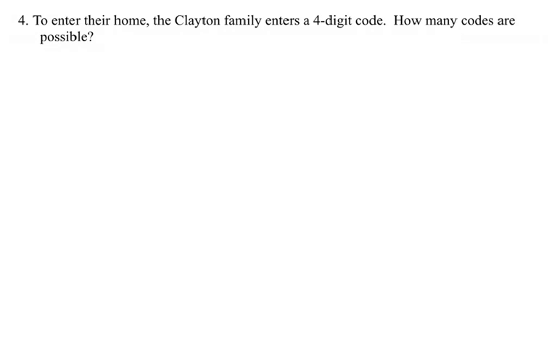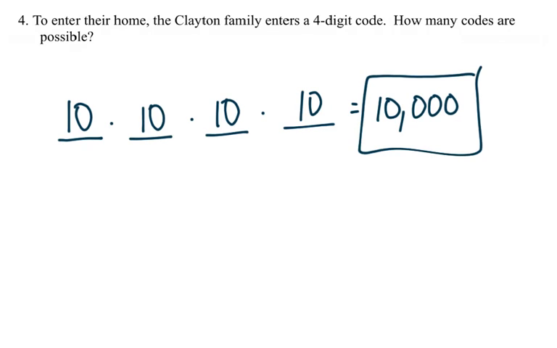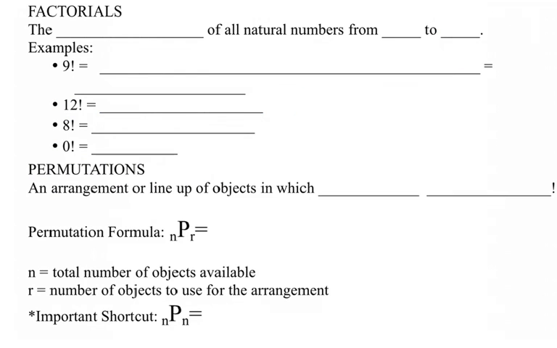Alright, to enter their home, the Clayton family enters a 4-digit code. How many codes are possible? So there are 4 digits. I remember that there are 10 digit possibilities. So if we multiply all those together, we get 10,000. So there's actually 10,000 ways that they could do that. Alright, so that's your fundamental counting principle.